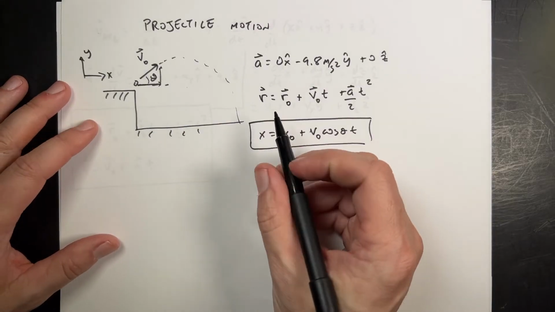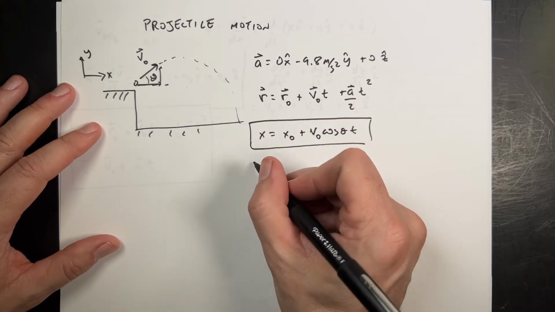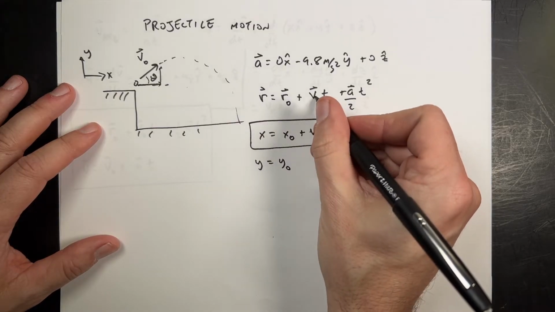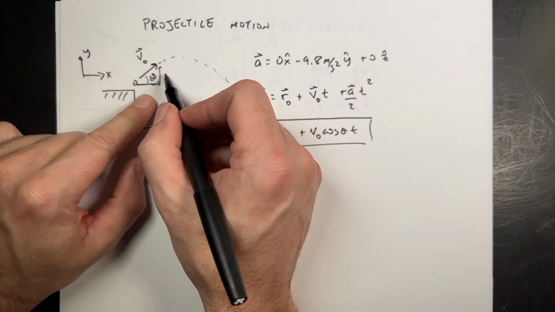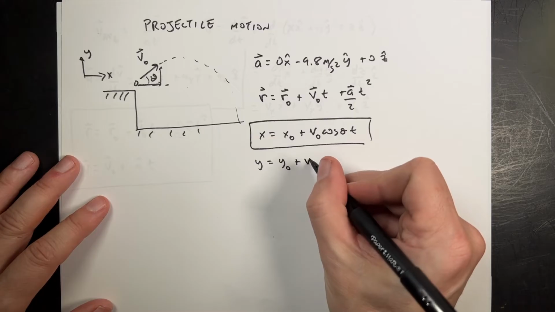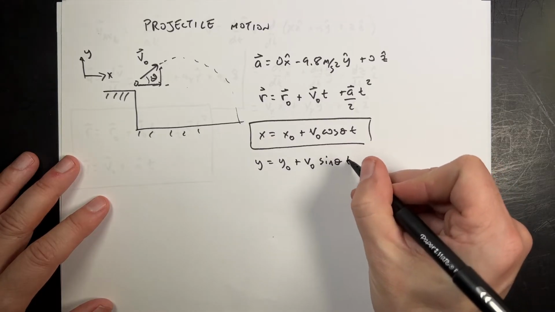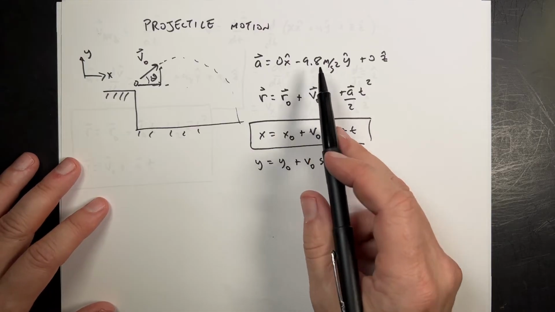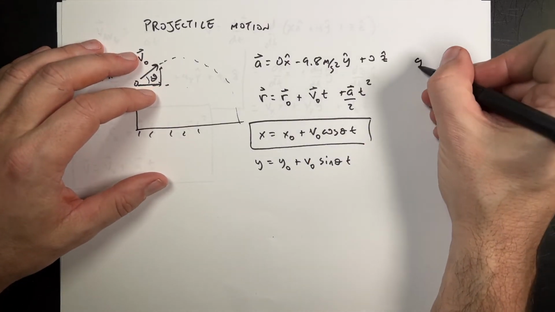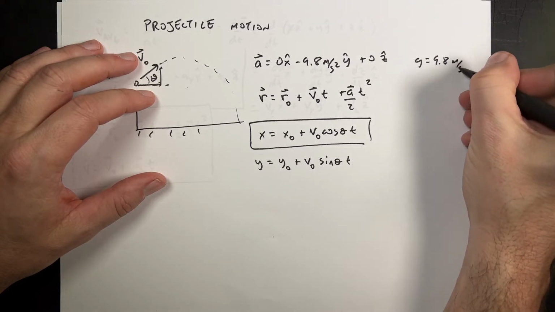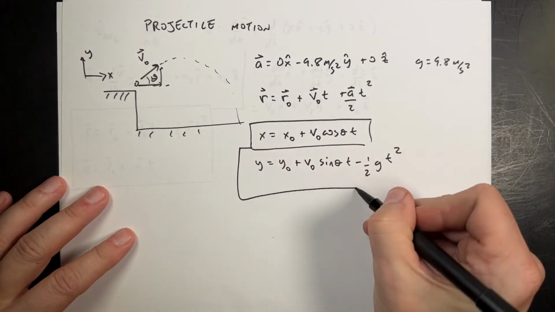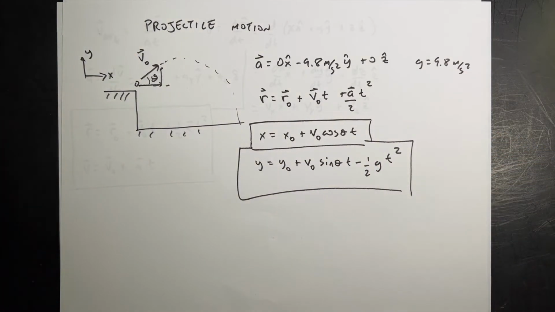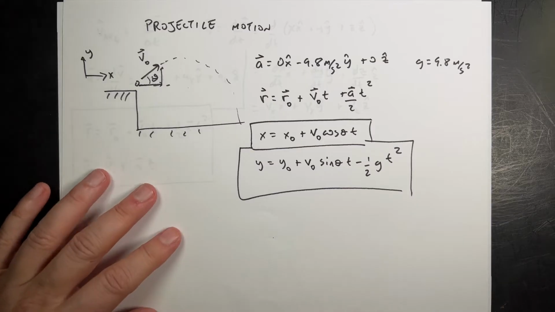Now let's do the same thing for the y direction. In the y direction, I have y0. Now I have the initial y velocity, which is right here. That's the opposite side of that triangle, so that's going to be plus v0 sine theta t. And then I'm going to have the acceleration negative 9.8. We say g is 9.8 meters per second squared. So it's going to be minus 1/2 g t squared. So you get these two equations, one for the x direction and one for the y. And this is the key right there to projectile motion. The other key is this.